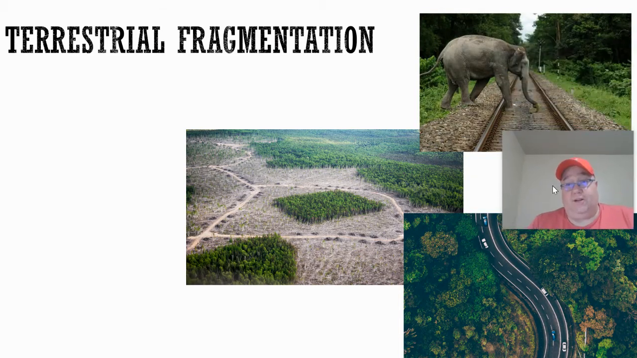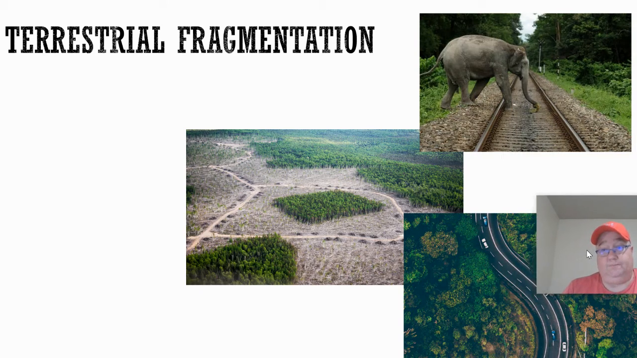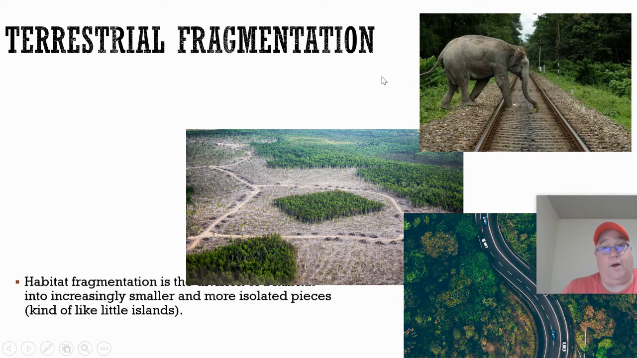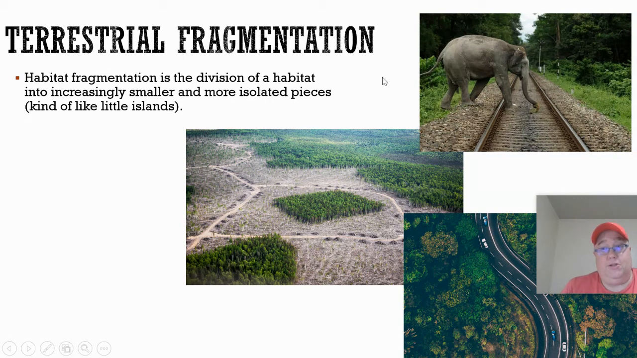All right, so let's shift gears a little bit, instead of islands out in the middle of the ocean, let's take a look at terrestrial land. We can actually get sort of like islands that form on land due to a lot of anthropogenic activities. It says here habitat fragmentation is the division of a habitat into increasingly smaller and more isolated pieces. So, kind of like little islands.